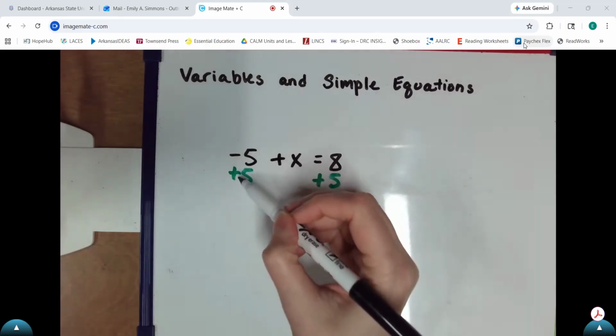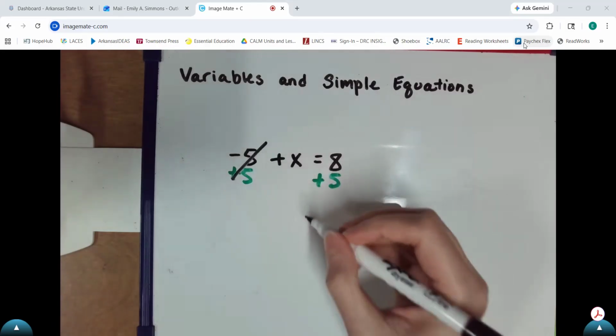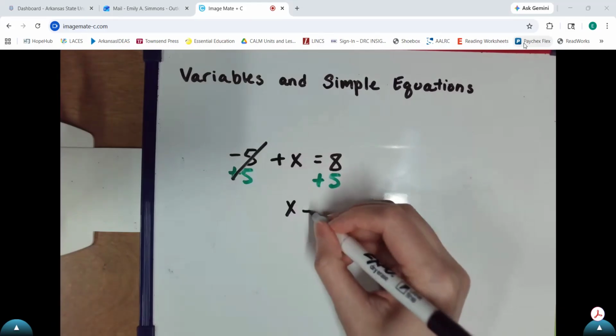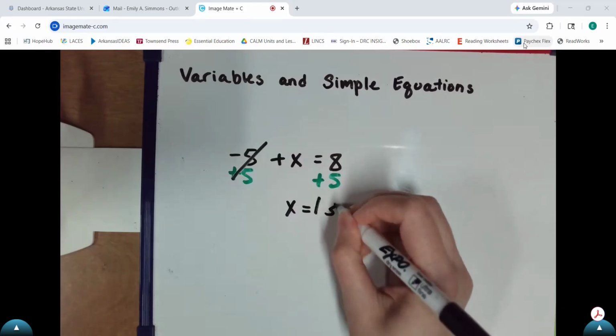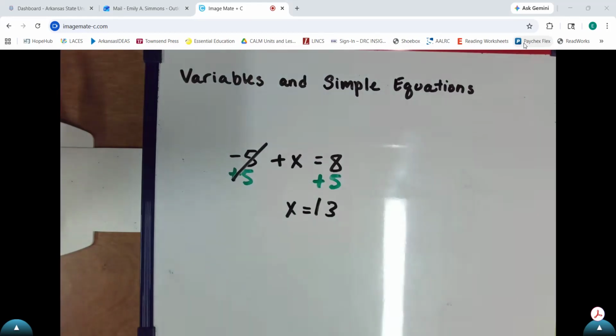Negative 5 plus 5 cancels out, and I'm left with x by itself. And then 8 plus 5 gets me 13, so this is x equals 13.